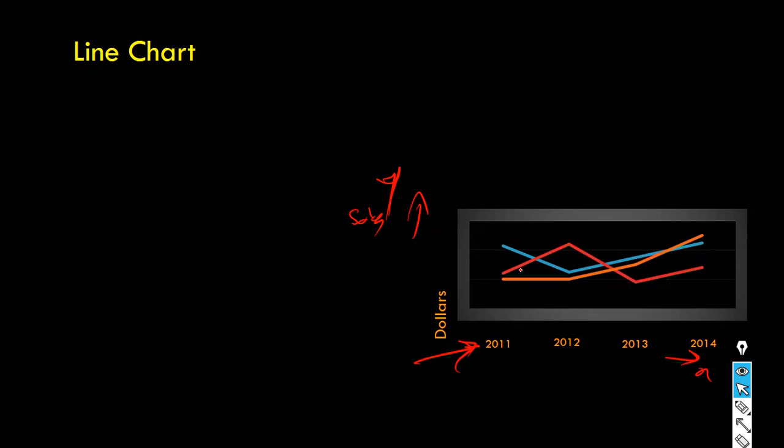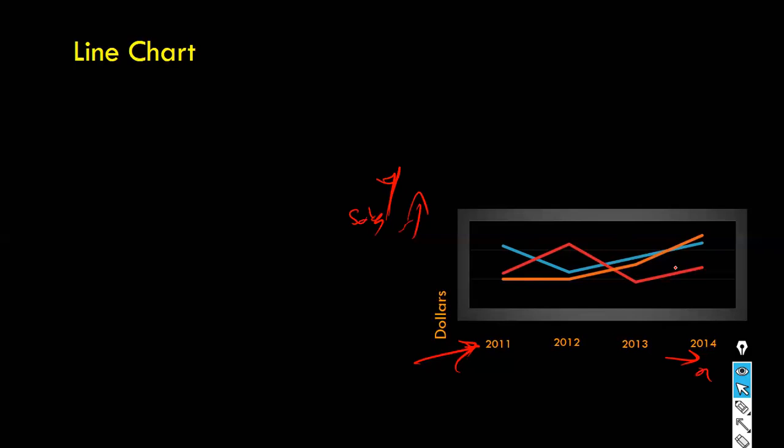So in this case, what happened? Each line corresponds to a different category. For example, this is your technology category, this is your furniture category, this is your apparels category. With all these 3 categories, what is the revenue we have plotted? We have plotted the sales or revenue against the year.